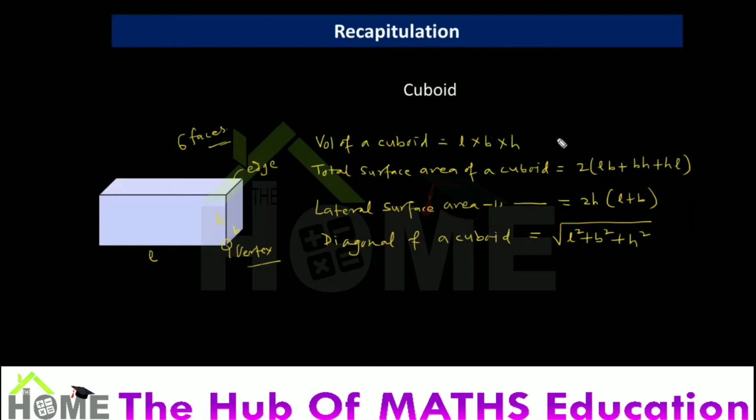So the volume of a cuboid is given by the formula length into breadth into height. Total surface area of a cuboid is given as 2 into (LB plus BH plus HL), and lateral surface area of a cuboid is given by 2h into (length plus breadth), and the diagonal of a cuboid is given by the square root of L square plus B square plus H square.